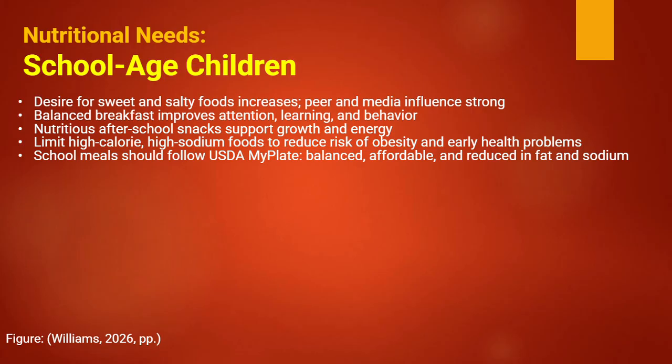When we talk about school-age children, we're looking at ages 6 to 12. At this stage, children are more independent with their food choices, but they are also influenced by their peers and advertising. Many children in this age group develop strong preferences for sweet, salty, and high-fat foods such as soda, candy, cake, and fast food. These foods provide calories but very little nutritional value, and excessive intake can lead to problems such as obesity, hypertension, and poor concentration in school.